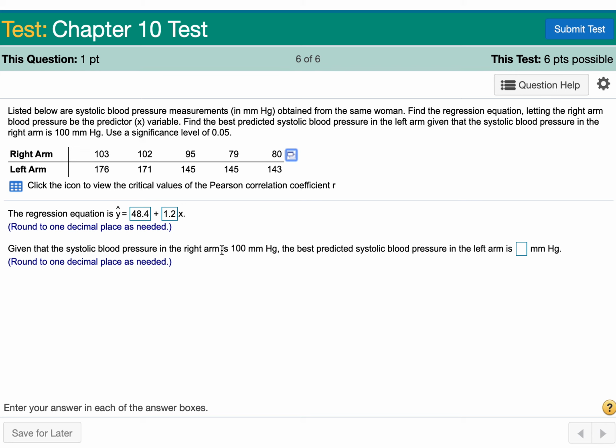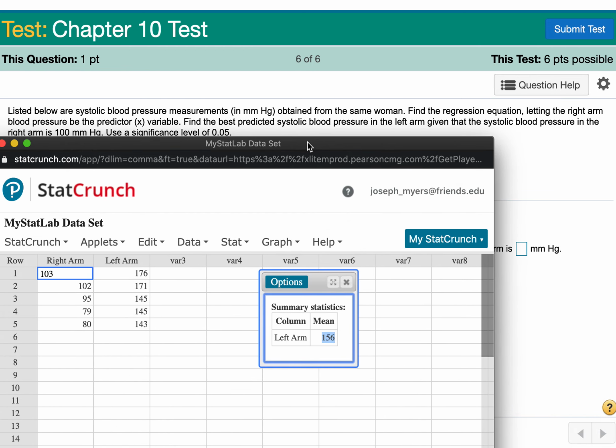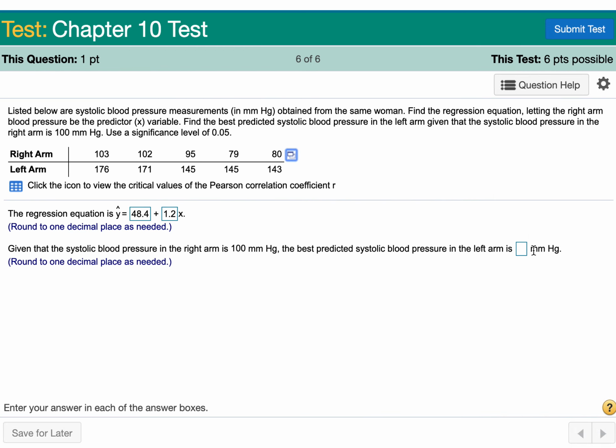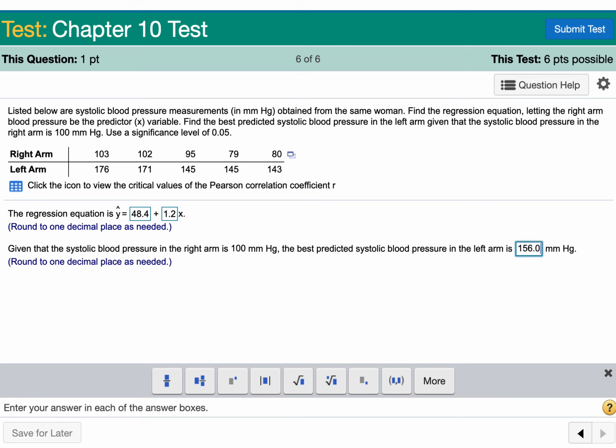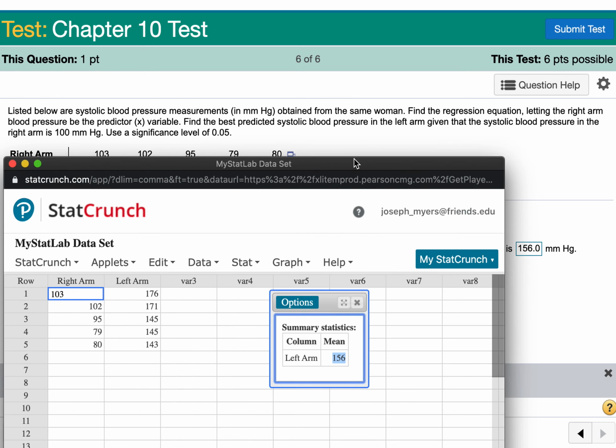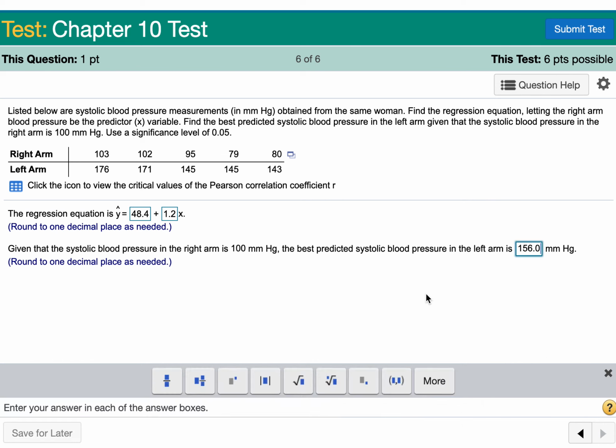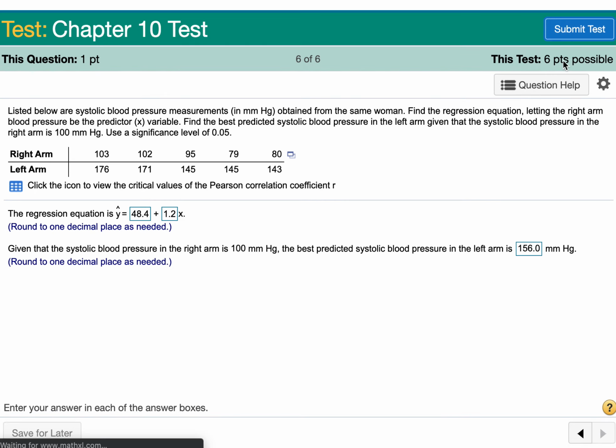So given this blood pressure in the right arm is 100, the best predicted blood pressure in the left arm is 156.0. The best predicted blood pressure in the left arm is 156.0. So remember we got something like 165 from the equation, but that prediction is invalid because that regression equation doesn't really have enough reliability in it. So we're just going to predict the blood pressure in the left arm by finding the average blood pressure in the left arm. There we go. So submit test.